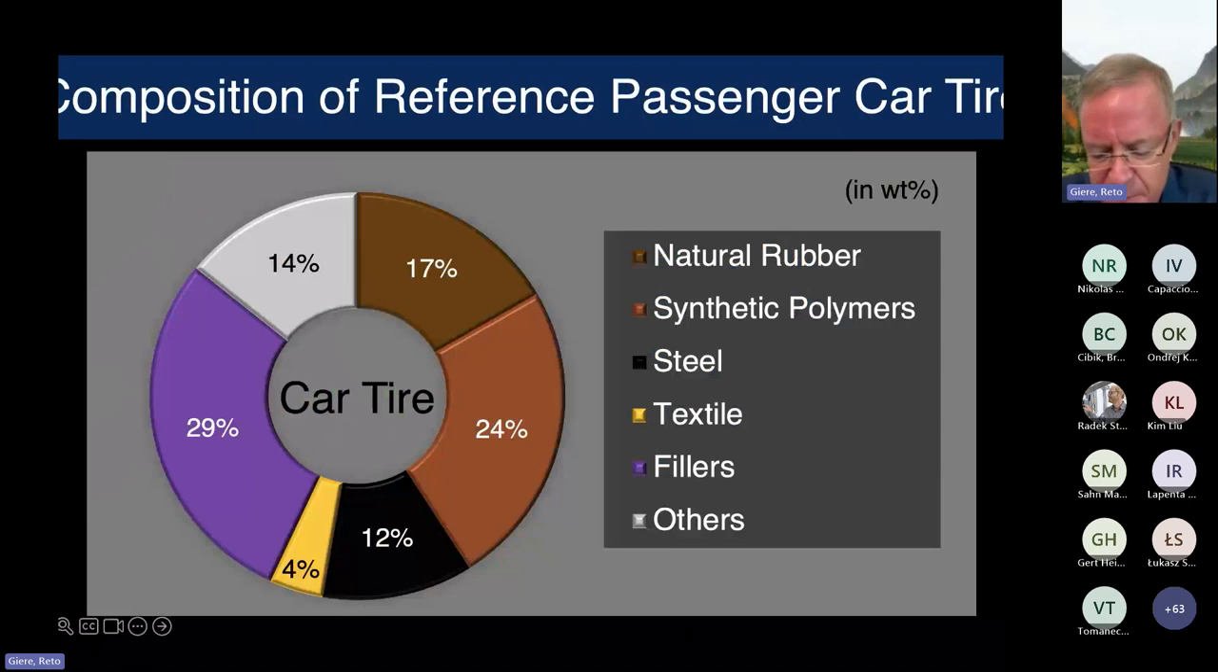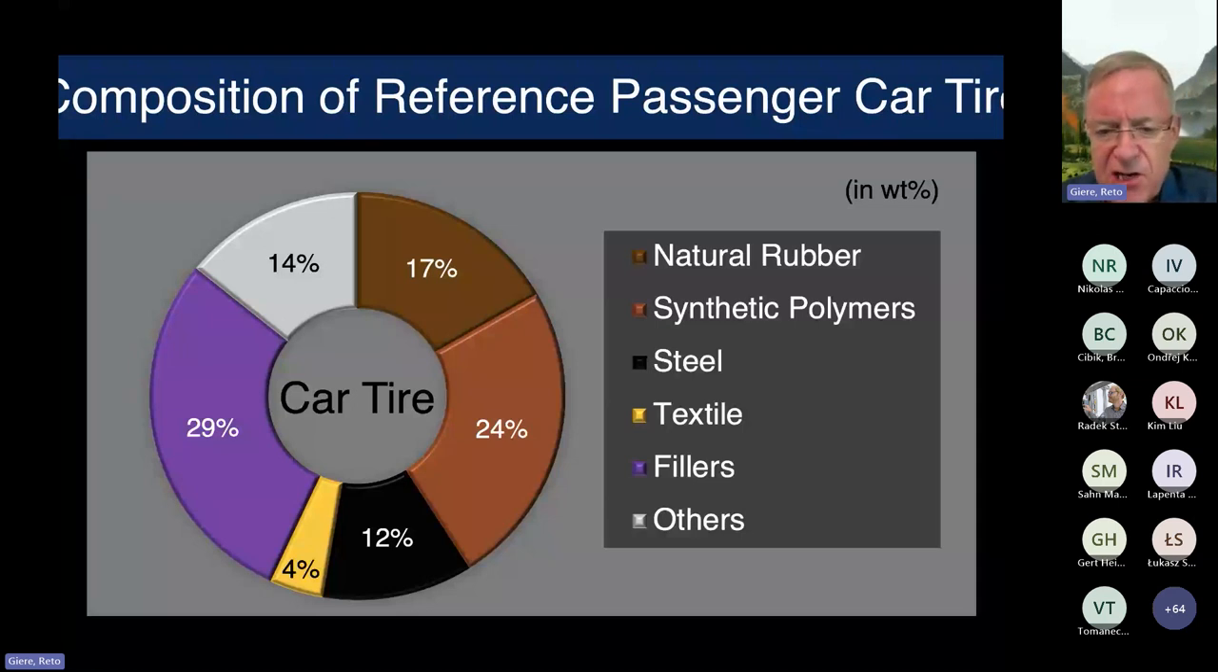Now, that means we have to know a little bit about tires. And most of you probably know that tires are made of rubber or synthetic polymers as a major component. This is an average composition of a reference passenger car tire. So rubber and polymers are a dominant component. And then depending on the tires, you have steels and textiles. All car tires have fillers in there, usually carbon black or nanoparticles of silica. And then many other additives, such as elasticizers or antioxidants and things like that.